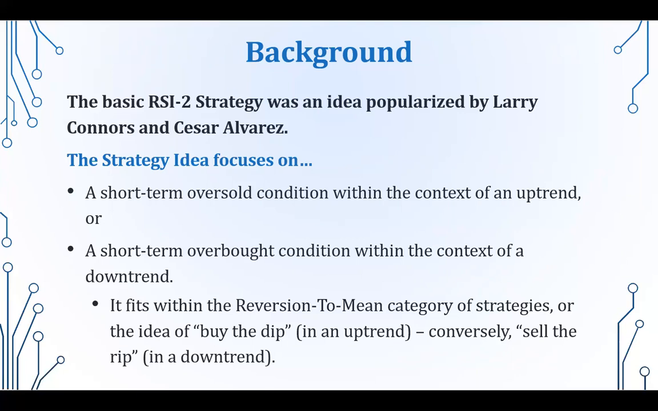So that kind of got me interested in the strategy. The strategy idea focuses on a short-term oversold condition within the context of an uptrend, or a short-term overbought condition within the context of a downtrend. It fits within what I would consider the reversion to mean category of strategies, or the idea of buy the dip in an uptrend, or conversely sell the rip in a downtrend.